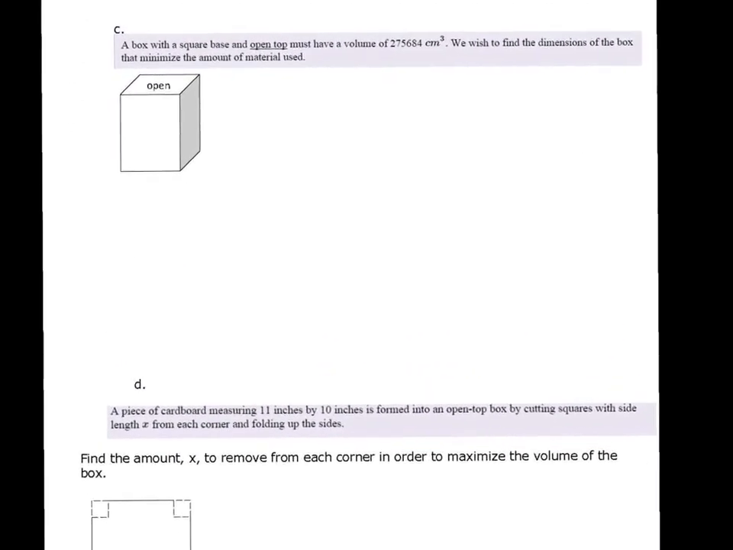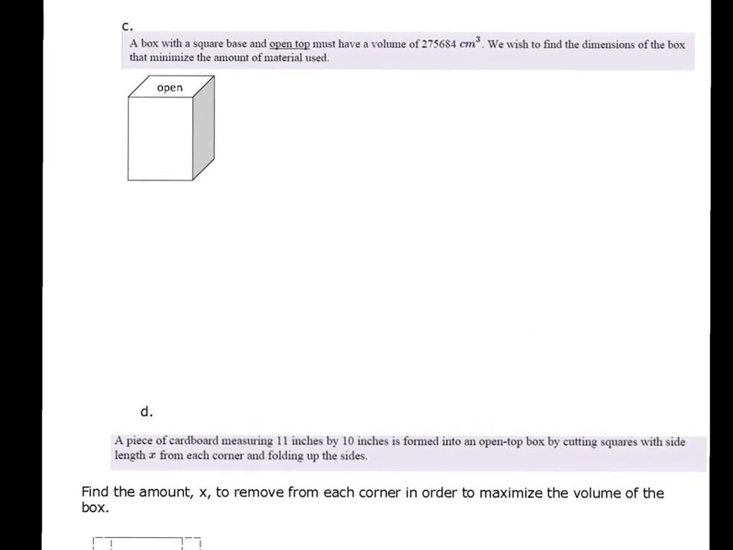Alright, so they're going to get a little more difficult here. This one is a box with a square base and an open top. It must have the volume of 275,684 centimeters cubed. We wish to find the dimensions of the box that will minimize the amount of material used. Because if this is, say, a cardboard box, we'd want to use the least amount of cardboard to ship our product so that we save costs.